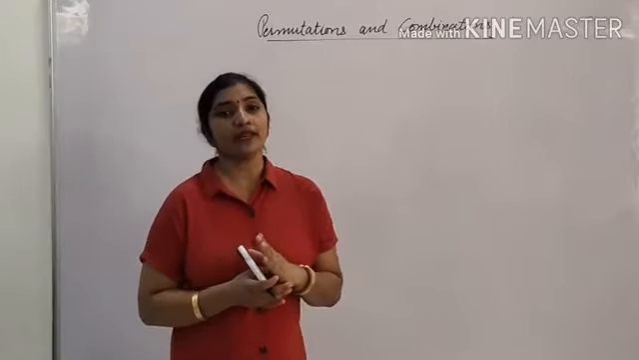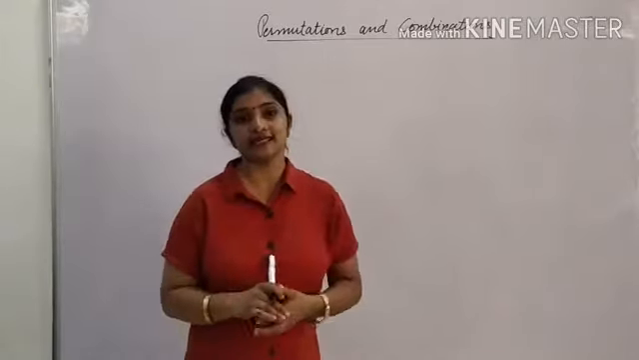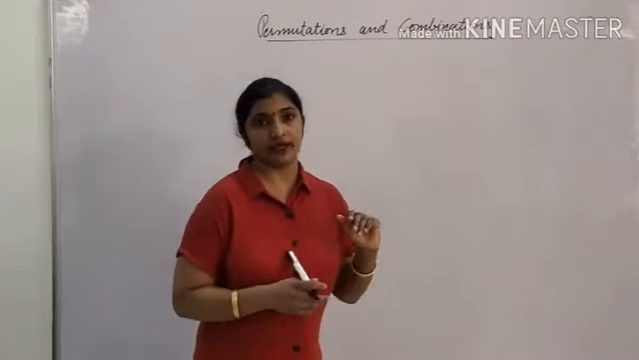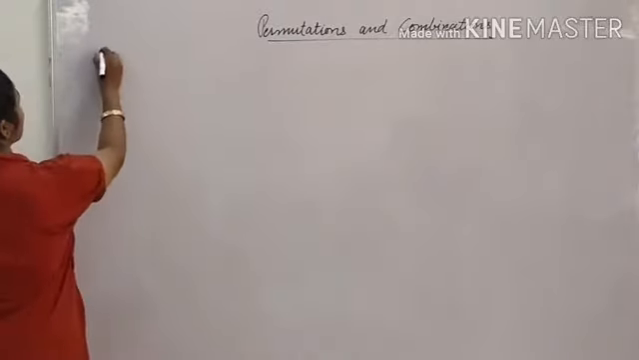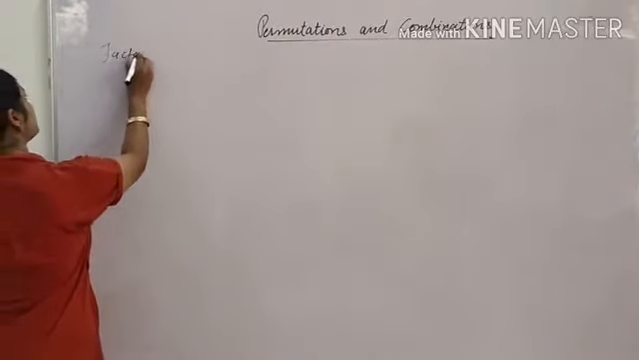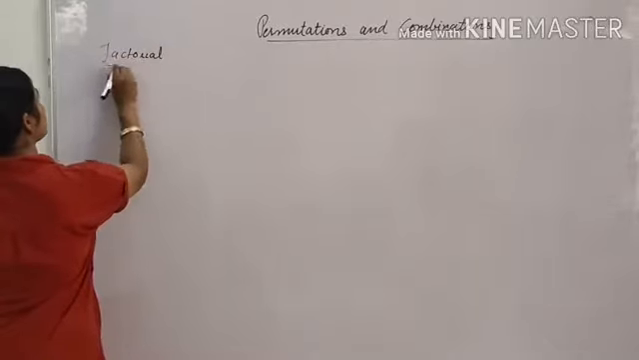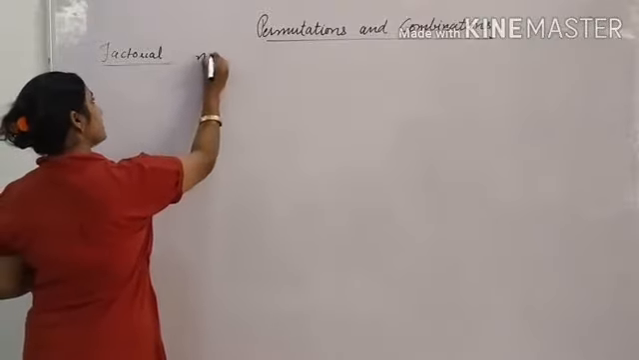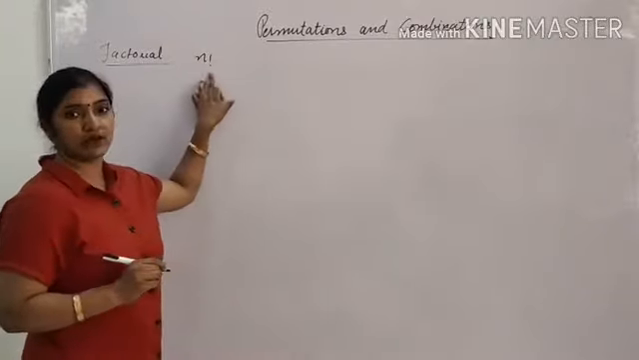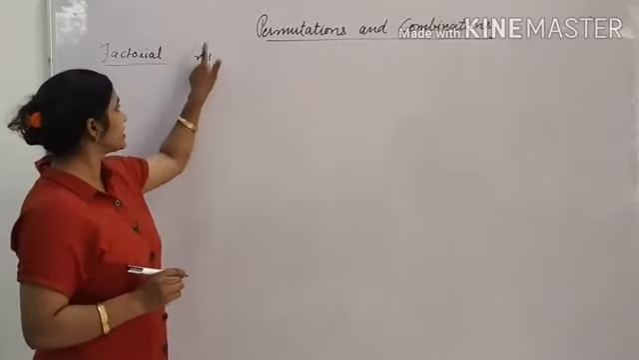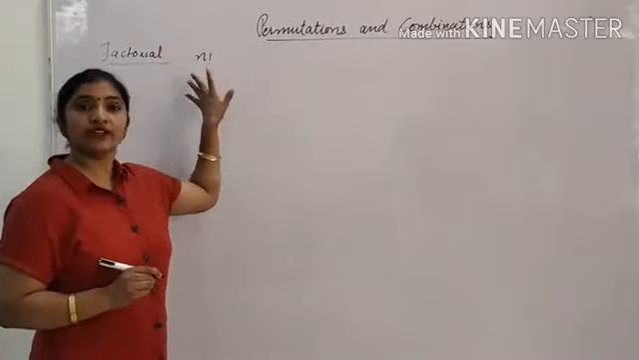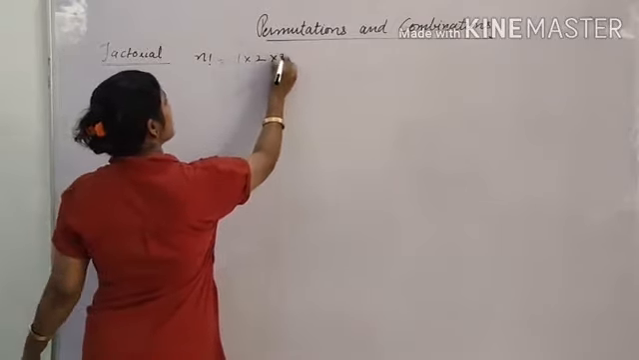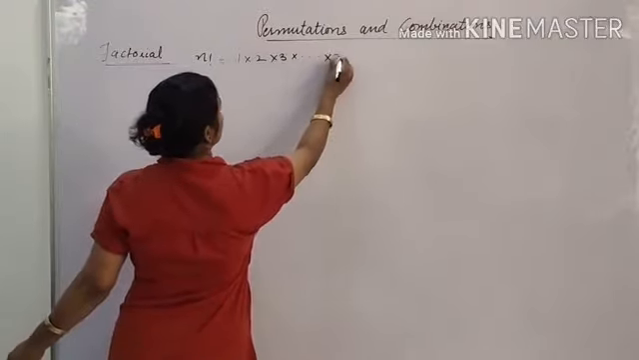Before going to the topic in detail, let's first discuss some important notations that will be useful throughout this topic. The first among all is factorial notation. We write it as n factorial. And what does n factorial mean? Here n is a natural number. So n factorial means the continued product of first n natural numbers up to n.